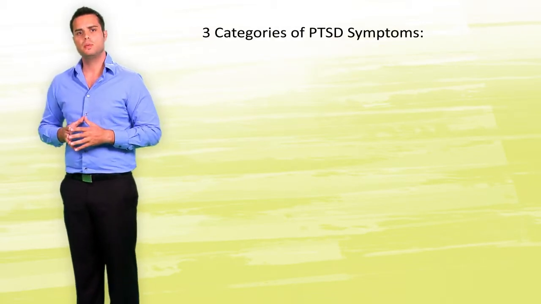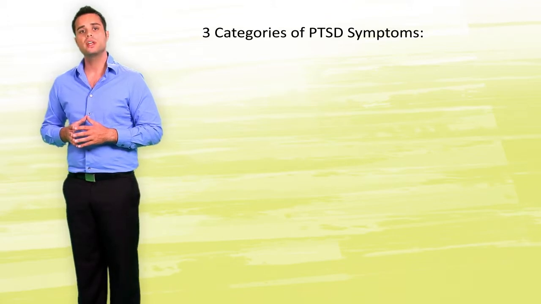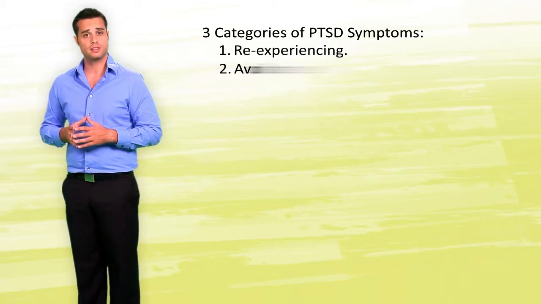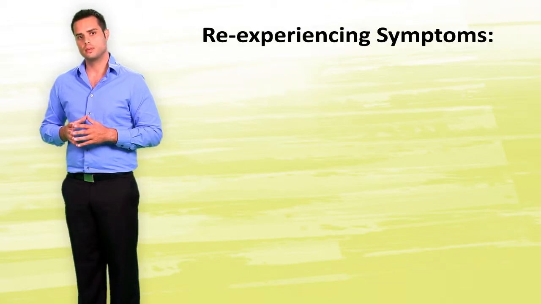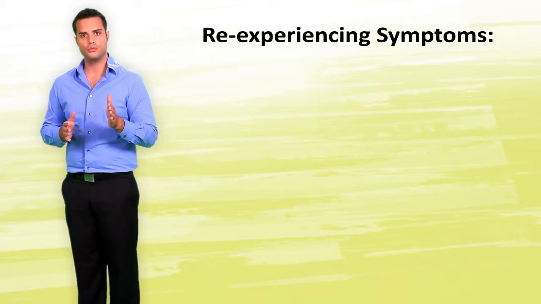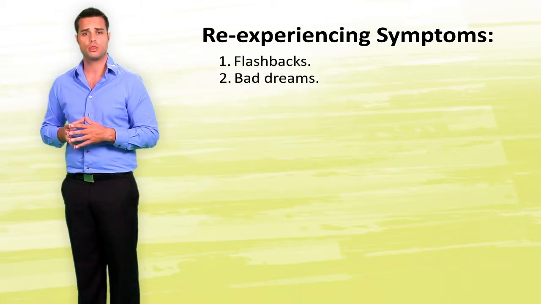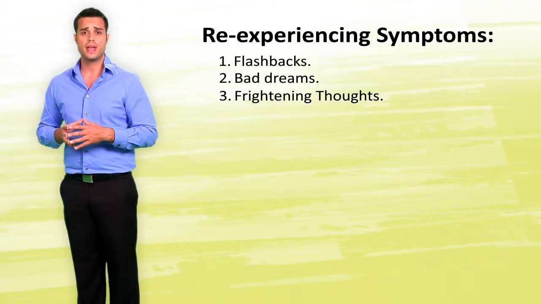Symptoms of PTSD can be divided into three categories: re-experiencing symptoms, avoidance symptoms, and hyperarousal symptoms. Re-experiencing symptoms can occur at any time and may include flashbacks, bad dreams, and frightening thoughts. These symptoms can be triggered by anything that reminds the individual of the event or by the individual's own thoughts.